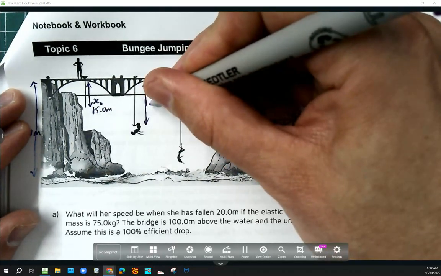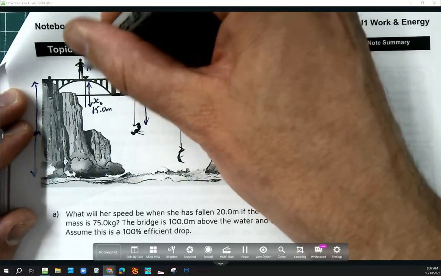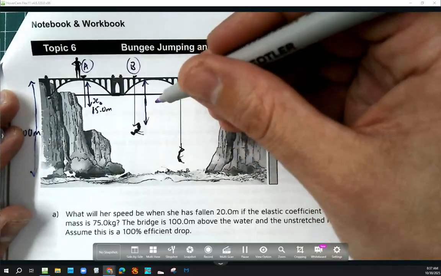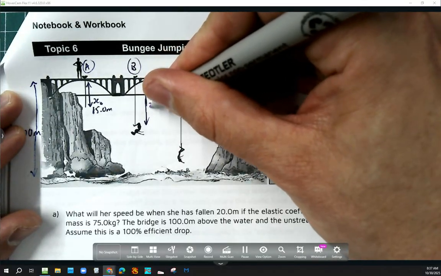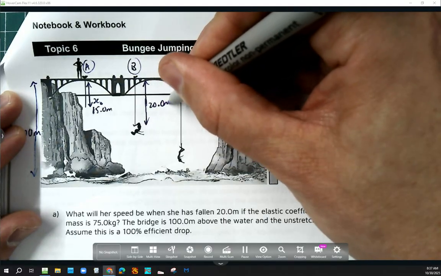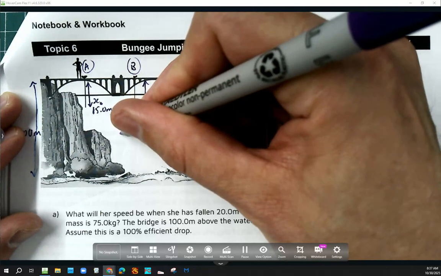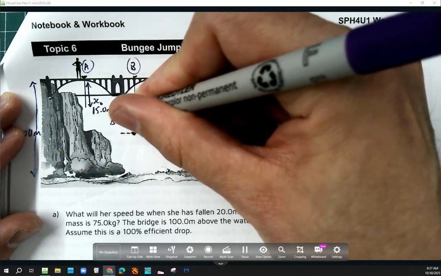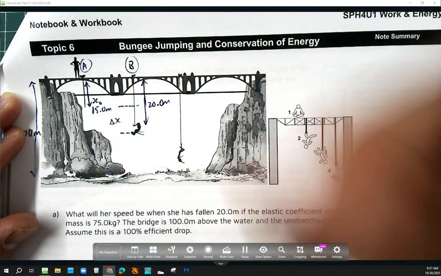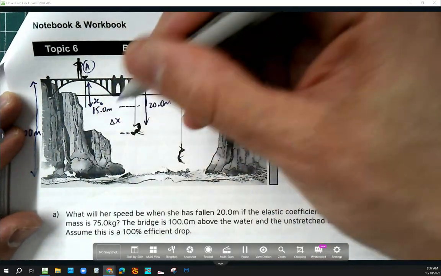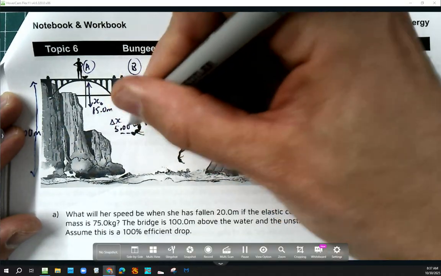At this point in time, we'll call it point B. Let's label these things. Let's say point A is before the person jumps, point B is when she's part way down, 20 meters below the top of the bridge. When the person's 20 meters below the top of the bridge, in terms of our delta X values, what's the delta X value going to be? 5 meters. And so this is something we could be thinking about as we're telling our story. 5.00 meters.